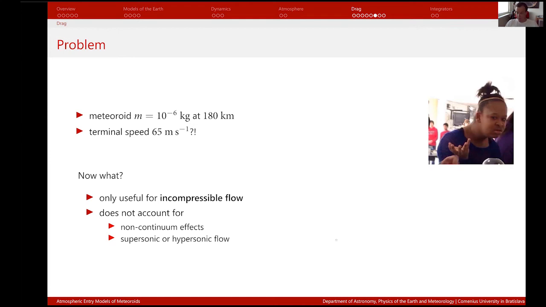It took me a month, maybe, not a very intensive study, but still a month, to realize that this model is only useful for incompressible flows, which is definitely not the case. And it certainly doesn't account for the very rarefied atmosphere up there, or for shock waves and other effects of supersonic, hypersonic flows.